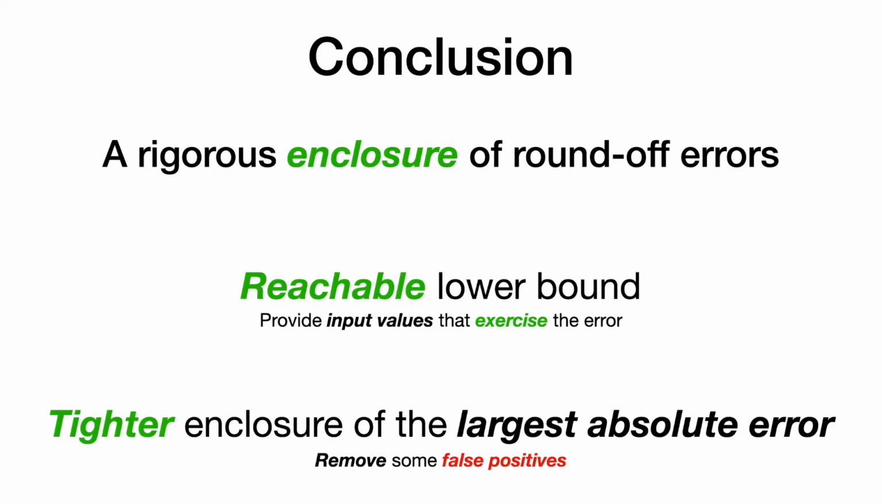Now, let me conclude this presentation. We've presented an algorithm to compute a rigorous enclosure of round-off errors, where we have a reachable lower bound, as we provide input values that can exercise the error. We also compute a tighter enclosure of the largest absolute error that can help us remove some false positives, as shown in the motivating example.